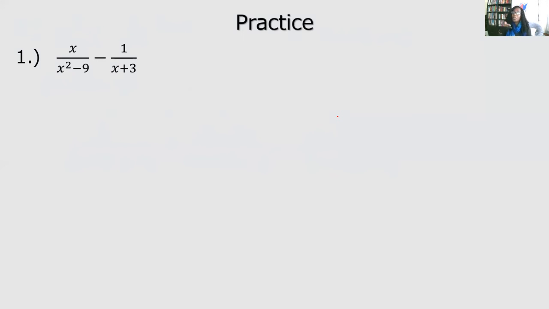All right, so we're just gonna take it one step at a time. 1, look at your denominators. Are they the same? No, they're not.